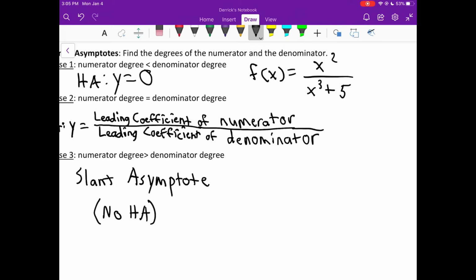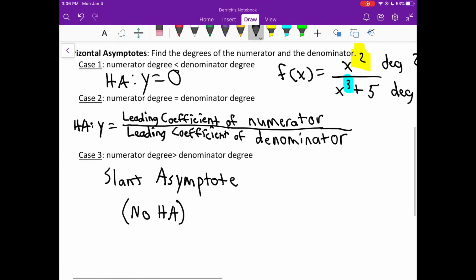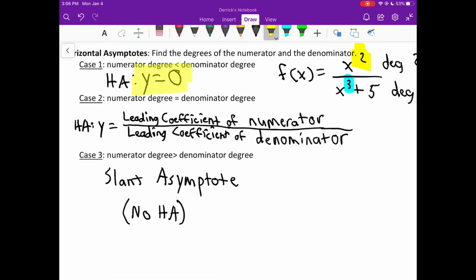Well, on top, the highest exponent I see is this 2. So it has a degree of 2. In the denominator, the highest exponent I see is this 3. So it has a degree of 3. Well, 2 is less than 3. So the numerator degree is less than the denominator degree, which means this would be an example of a horizontal asymptote of y equals 0. Again, remember it has to be the full equation. It's not 0. It is the equation y equals 0.